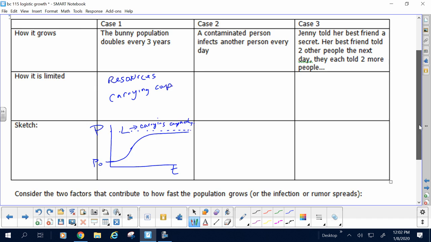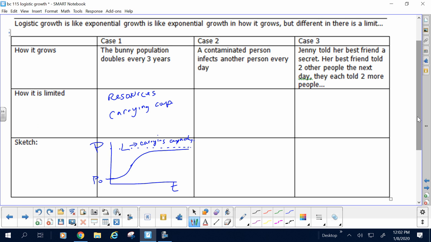All right. Say we looked at this another way. A contaminated person infects another person every day. So the first day, one person would infect one other person. But on the second day, there would be 2 people infected. They would each infect another person. And now 4 people are infected. The next day, each of those 4 infects another person. And now 8 are infected. So that's exponential growth. It's multiplying each time.